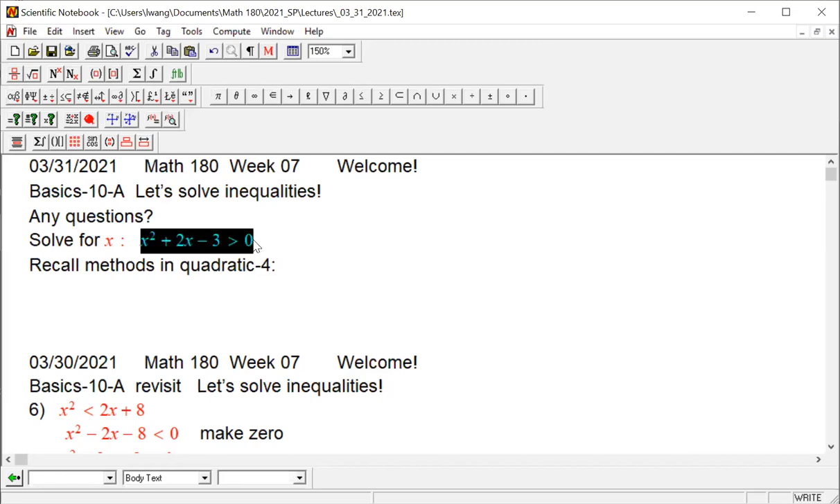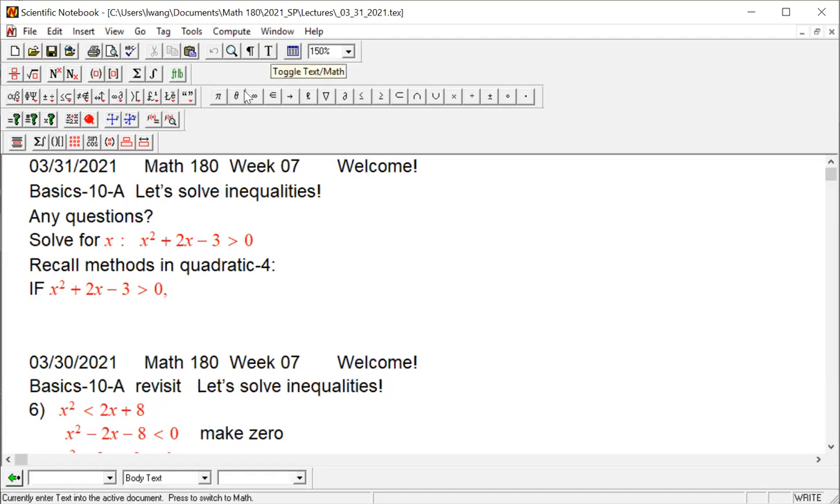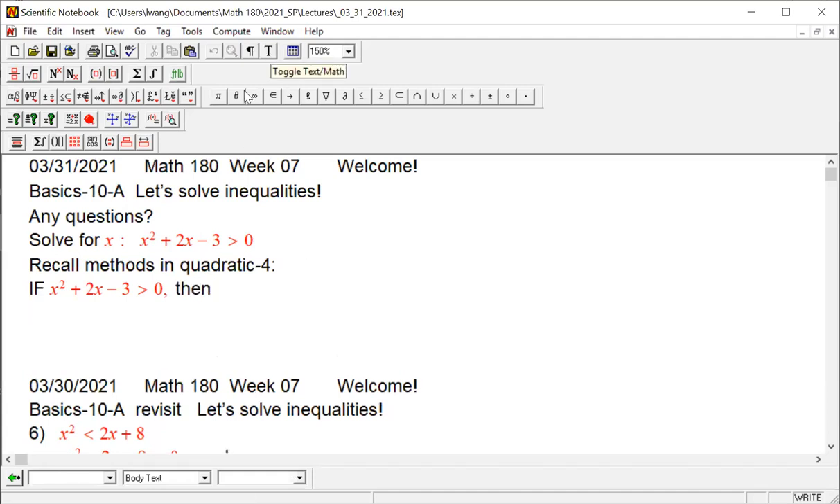In this case, we can also factor. Because if this is true, then the factor form would be true. And what would be the factor form? Can you guys factor this for me?